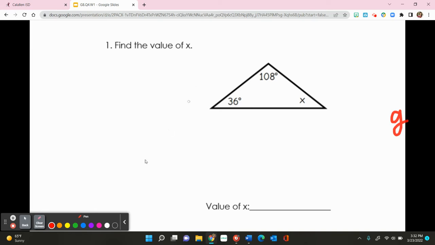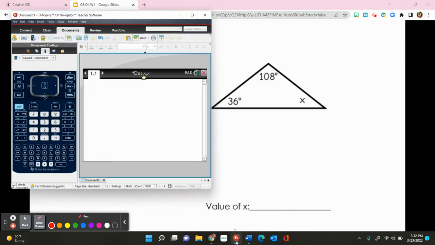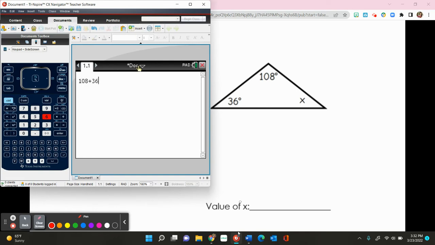So looking at number 1, we want to find the value of x. I know these three angle measures should add up to equal 180 degrees. So what I can do is add the two angle measurements that I know. I know one angle is 108 and my second angle is 36. So 108 plus 36, when you put that in your calculator, is 144.